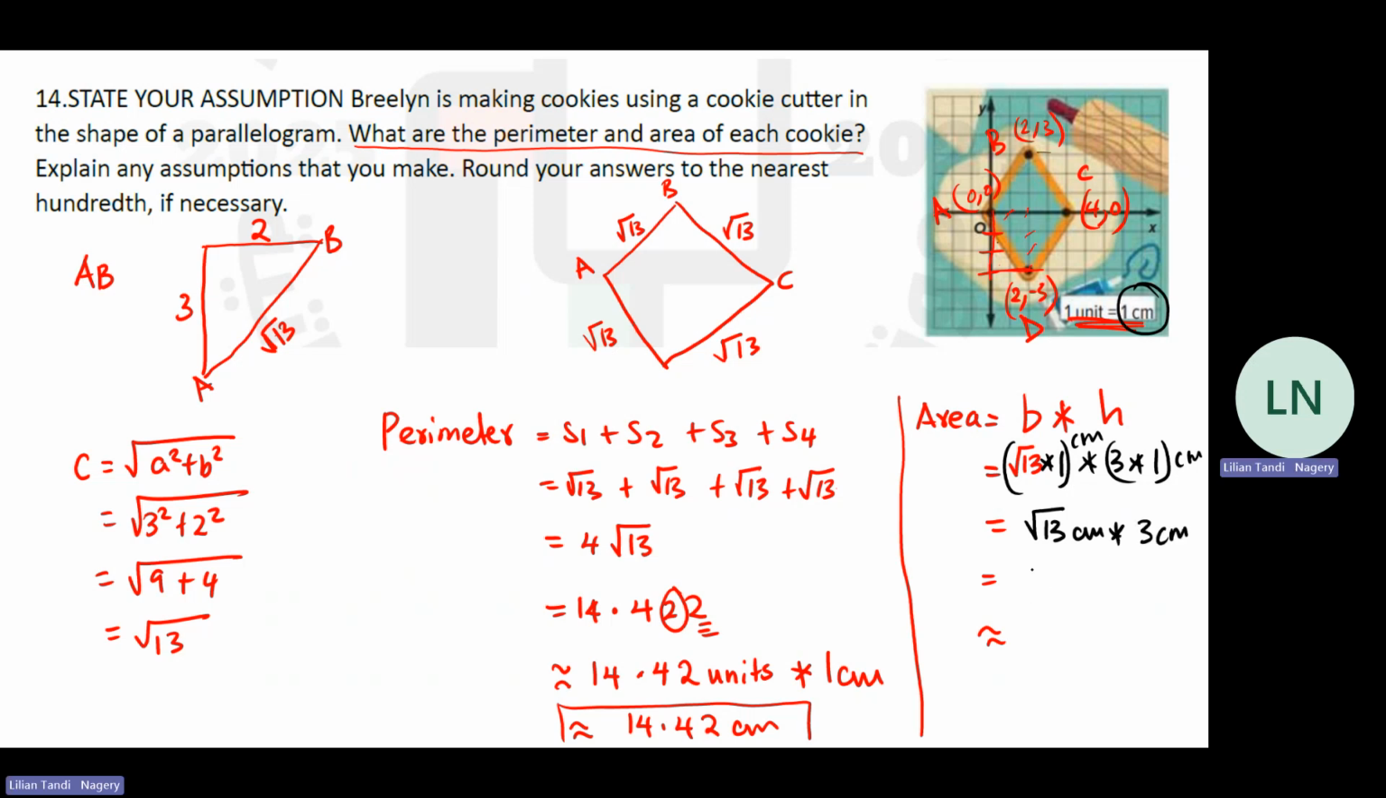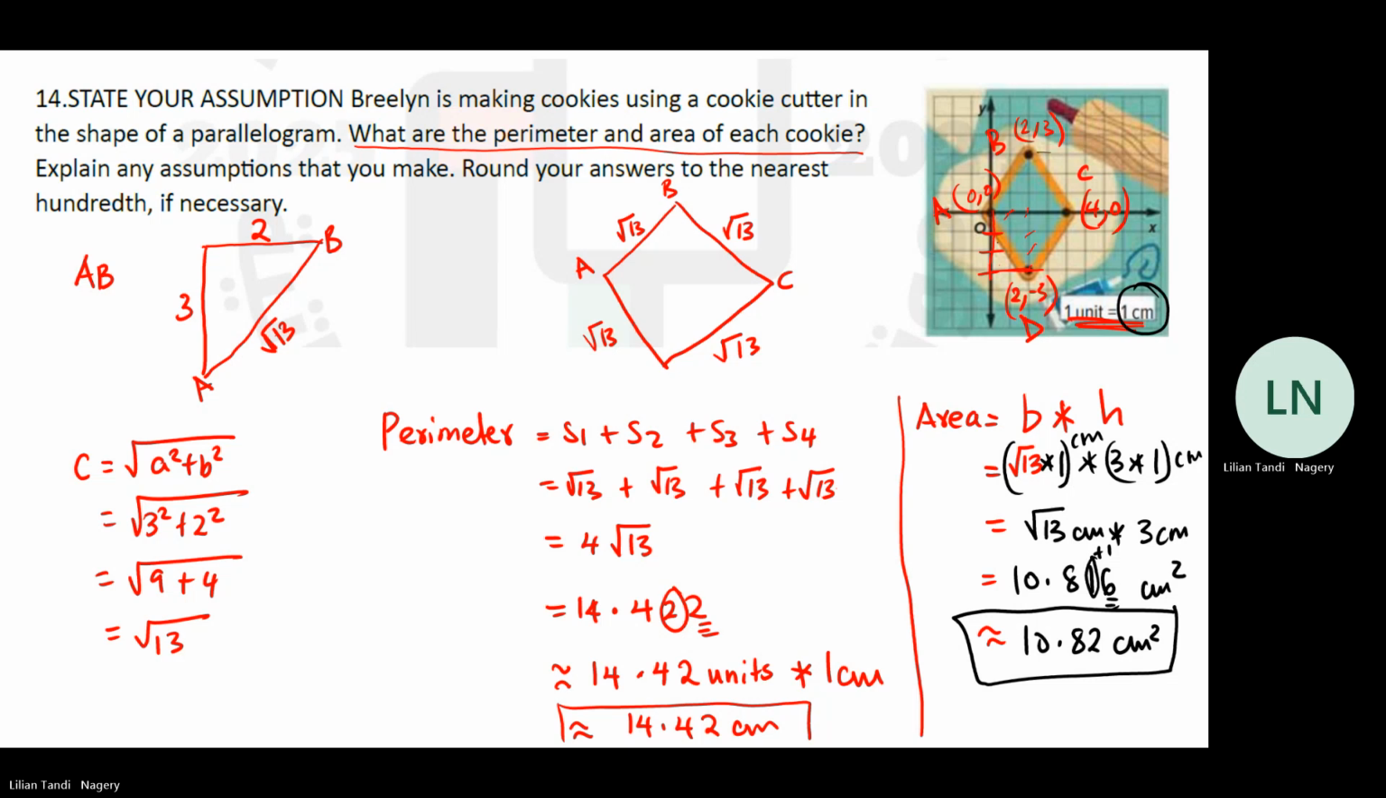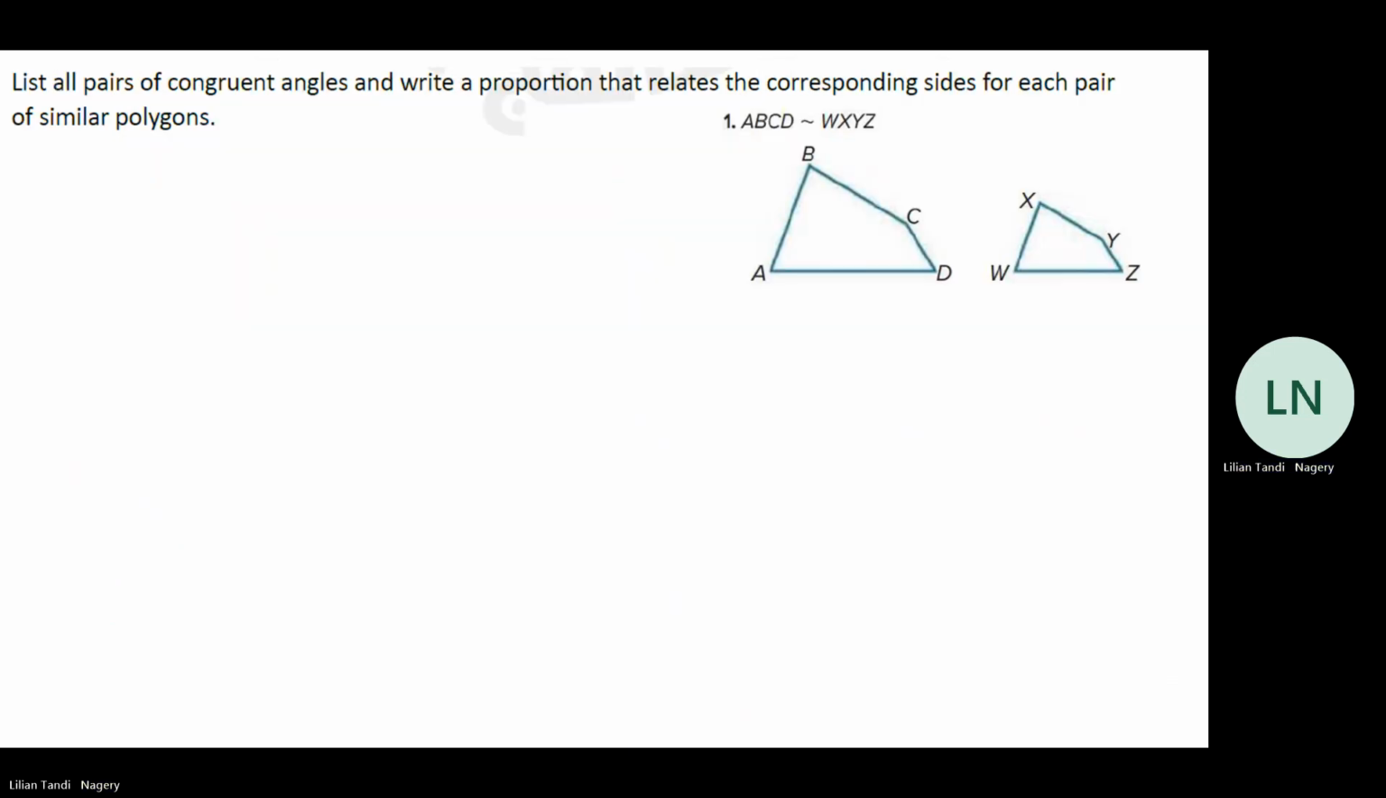So then this becomes 10.816 centimeters squared. Now you circle that, you underline that, you add 1. So this is 10 and 82 hundredths centimeters squared, just like that. Okay? All right, we move on.